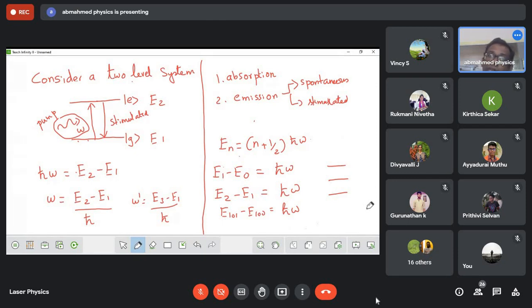Okay. There is another possibility. What is another possibility? When n goes large, the energy level separation can increase, correct?